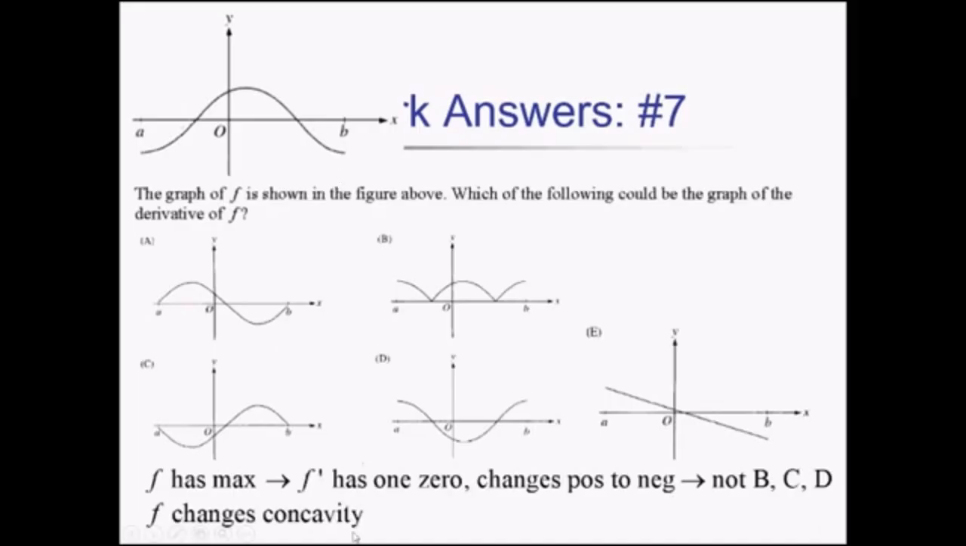Since we're changing concavity, that means that the direction of f prime is going to be reversing at some point to reflect the change in concavity. So between A and E, the only one where f prime, this is the graph of f prime, the only one where it's reversing directions at all is choice A. Choice E, we're just going the same direction the whole time for that first derivative. So we can eliminate E and choose A.